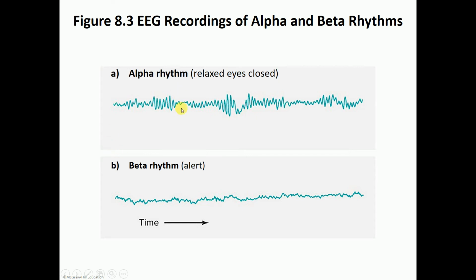So this right here are alpha rhythms. These are when you're relaxed with your eyes closed. These are the beta rhythms. You see here that the amplitude is much smaller and higher in frequency, and this is when a patient is alert. So those are known as beta rhythms. And these are what happen when you're awake.